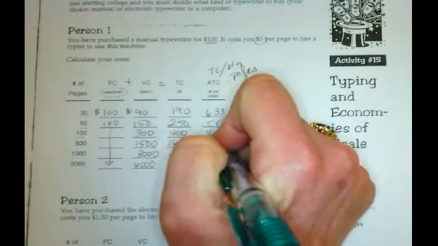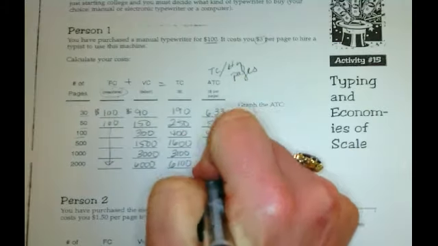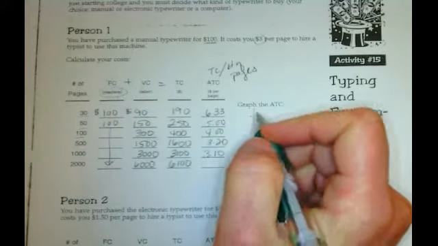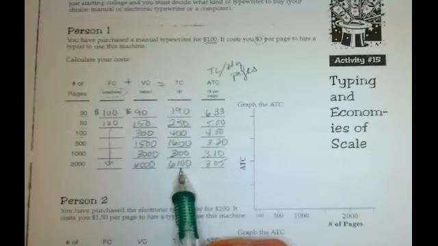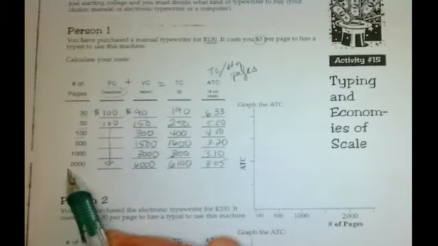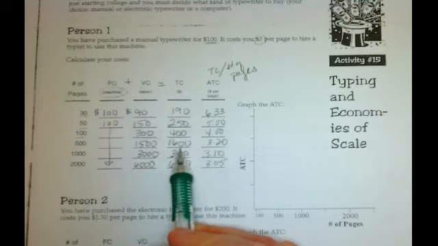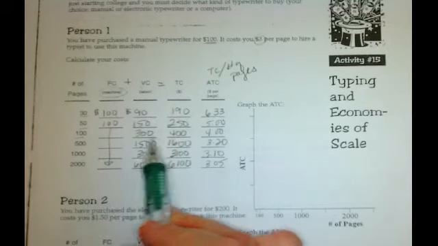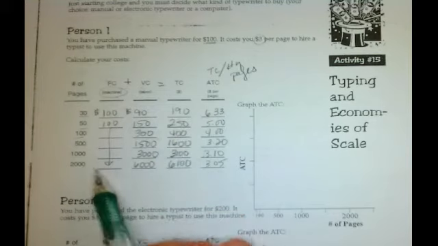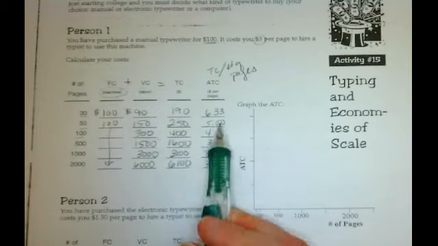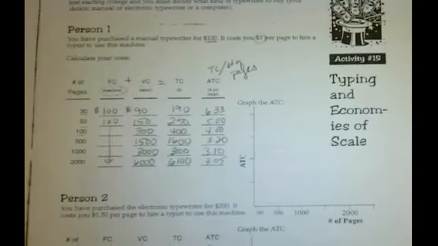Then $4, $3.20, $3.10, and $3.05. All I did was take 6,100 divided by 2,000, 3,100 divided by 1,000, 1,600 divided by 500, and 400 divided by 100. Your total costs divided by the number of pages gives you the per page cost, how much it costs you to type one page.